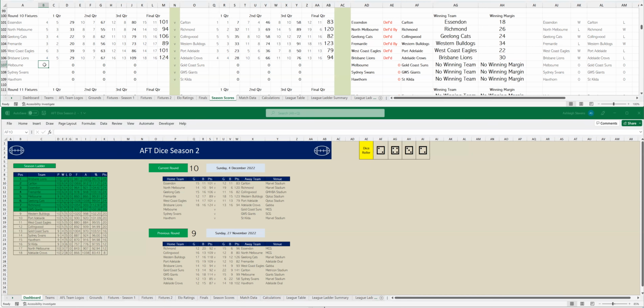It's Melbourne versus Gold Coast Suns. Let's go to the first quarter. Melbourne, 5 goals, 3. To Gold Coast, 3 goals, 3. Let's go to the second quarter.